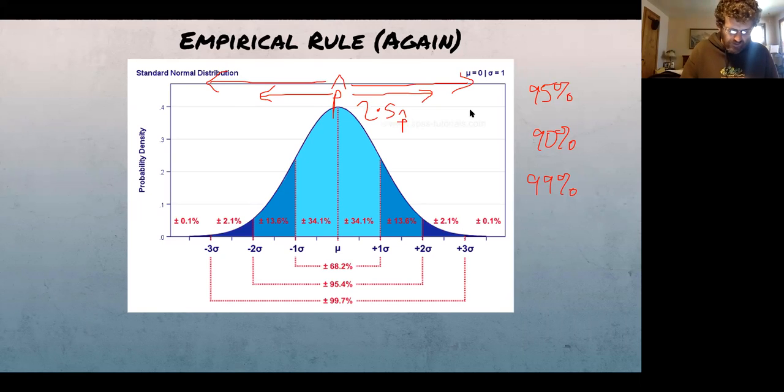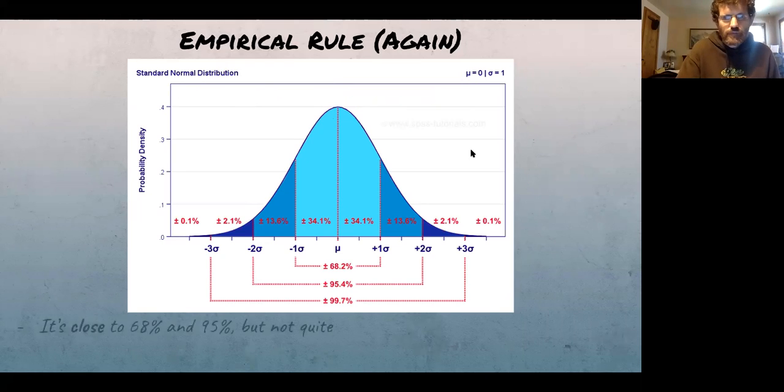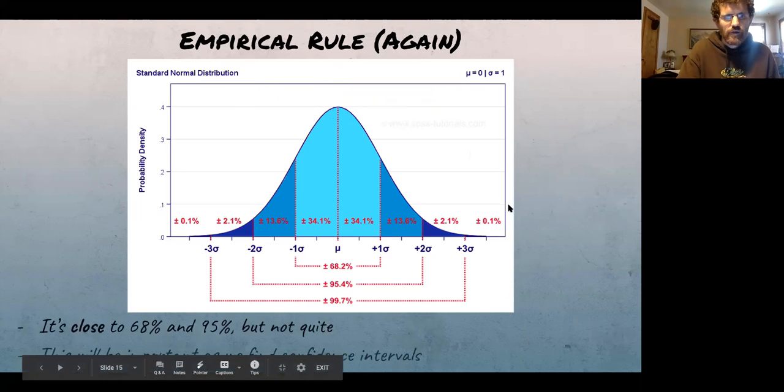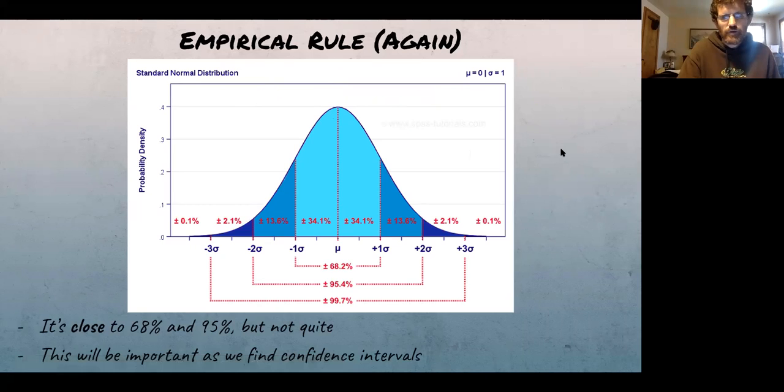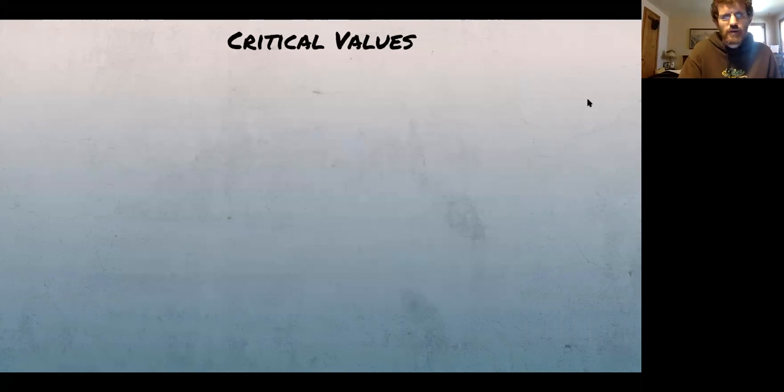So that's kind of the heads up. Anyways, I kind of ran through how that's going to be important for confidence intervals, but just keep in mind that 95% is not going to be 2 standard errors away. It's going to be close to it.